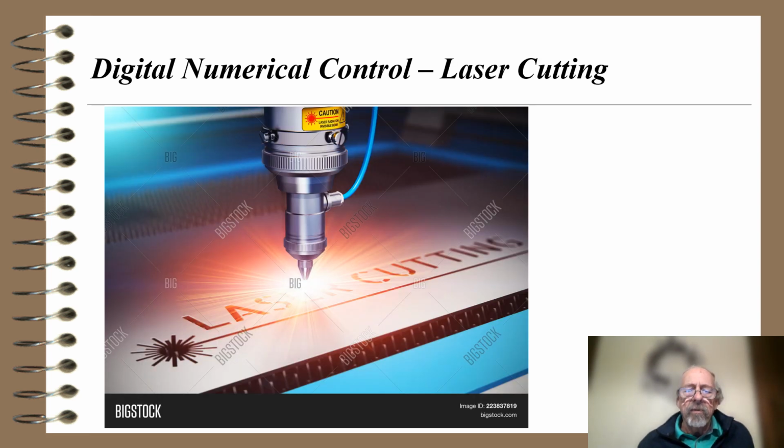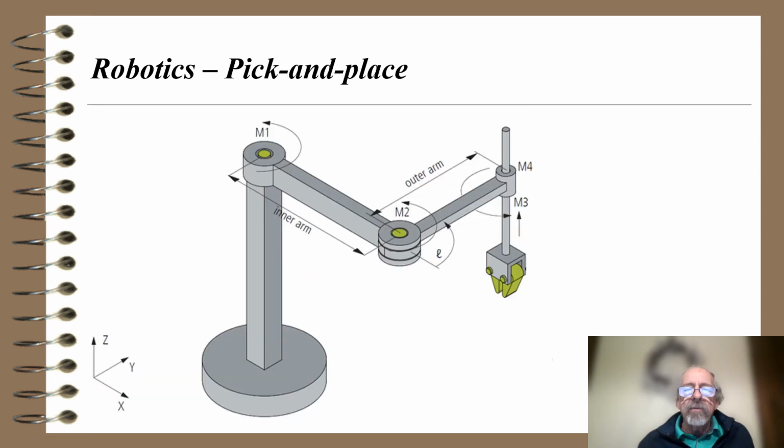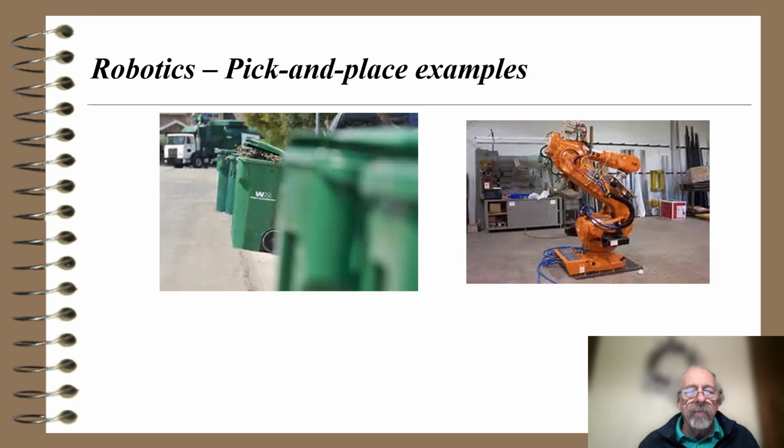Digital numerical control, here's a laser cutter. Robotics, here's pick and place. Notice the X, Y, and Z axis here, and we have different motions that we can have with the different arms. And we call that degrees of freedom sometimes.